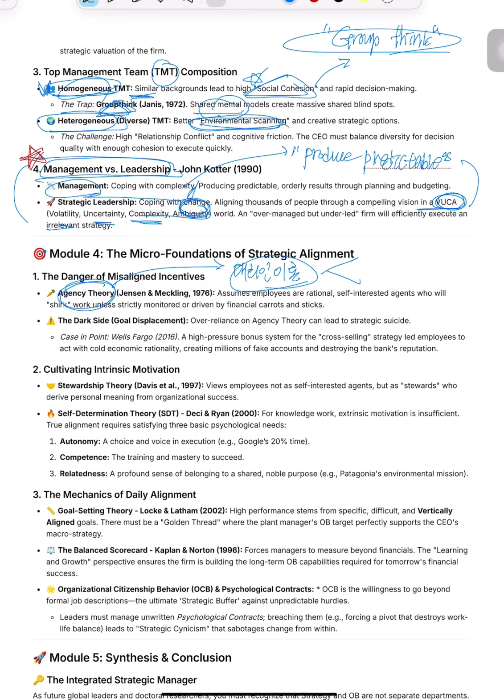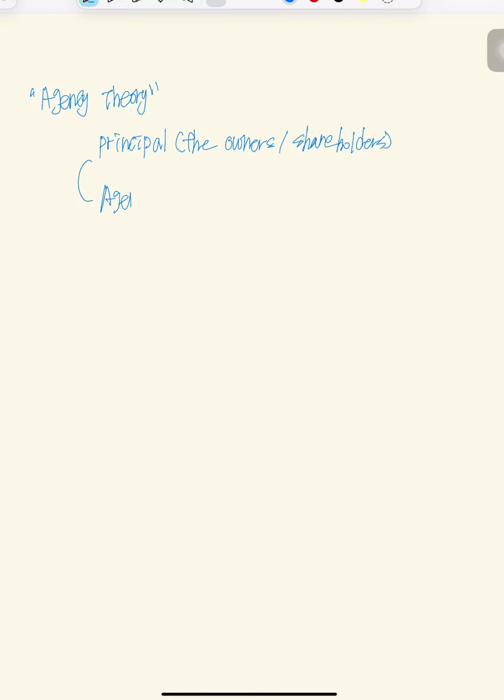So I'm going to make a new paper for it. So agency theory: the fundamental conflict of interest between principal, the owner and shareholders, and agent, normally the employee.